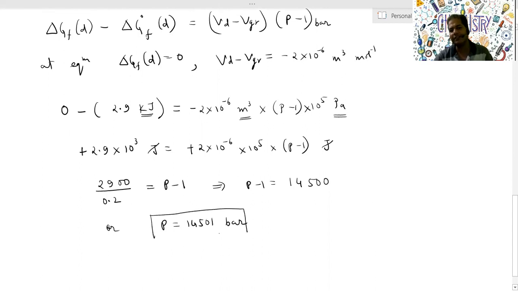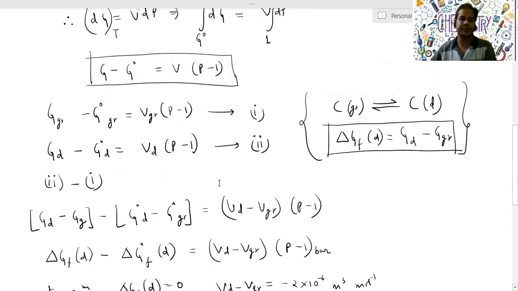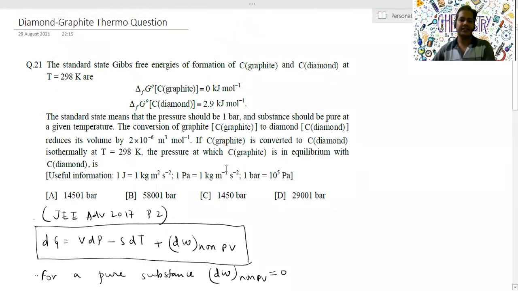So the pressure at which diamond and graphite will be at equilibrium at 298 Kelvin is 14501 bars. At this pressure, the delta G becomes 0, and delta G is 0 at equilibrium. So this is the equilibrium pressure for conversion of graphite to diamond. Hence the answer will be 14501 bar. Which option will be the correct answer? The correct option is 14501 bar. The correct answer is A.